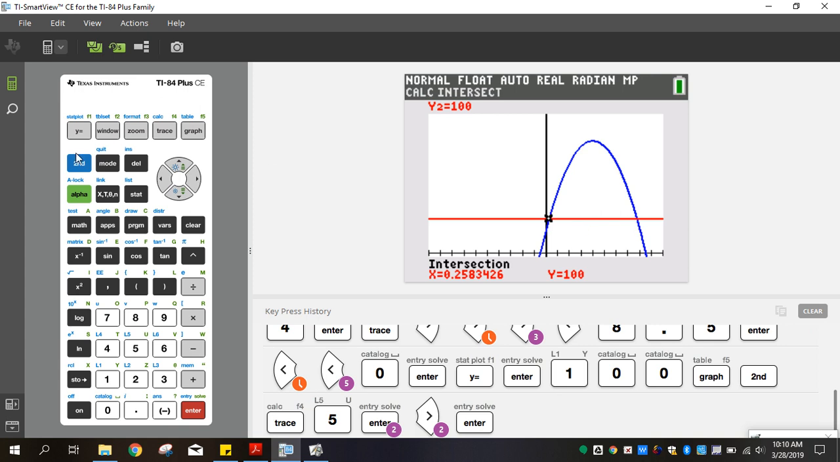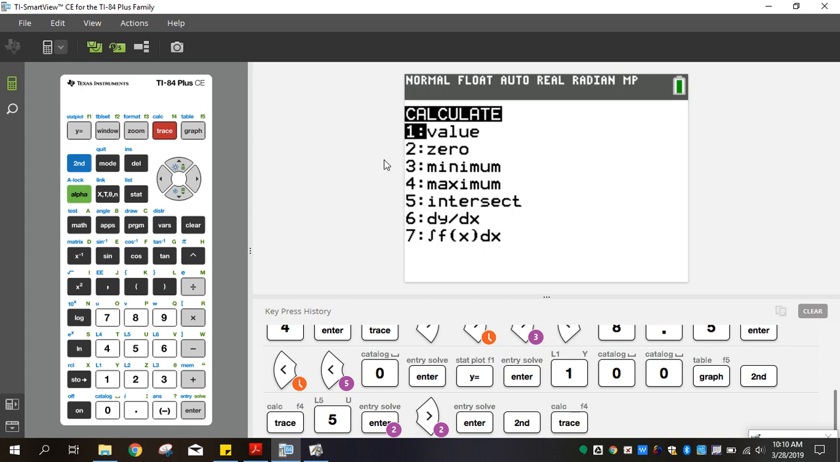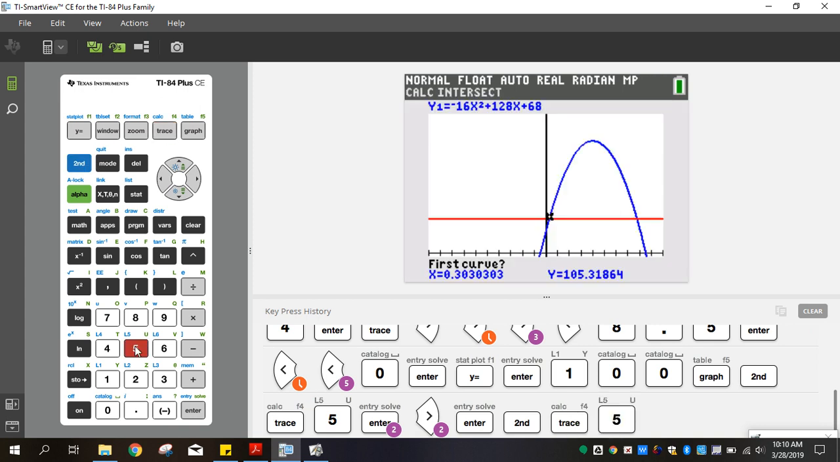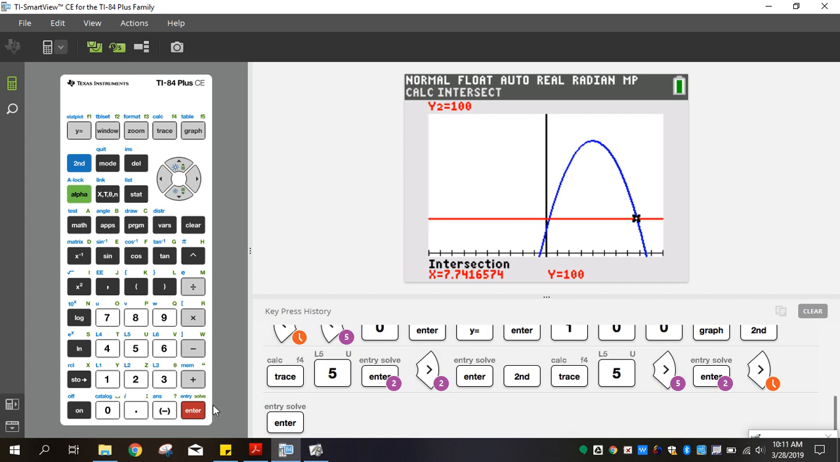Because there's a second point of intersection, I'm going to go through that one more time to calculate the other intersection. So second, trace, intersect, that is option 5, and I'm going to move my cursor over so I can see a little better which line it's on. It's on the parabola, so first curve, that's right, press enter. Should jump to the other line. It did, so I'm going to press enter. And now I'm going to move my cursor over to this second intersection. That's where it reaches that height going down. And I'm going to press enter, and it's going to give me an estimate, about 7.74.